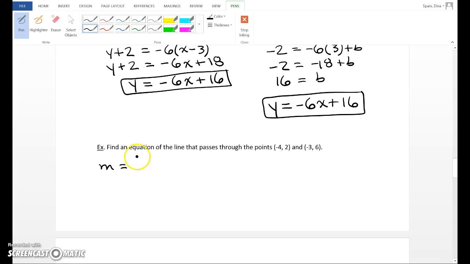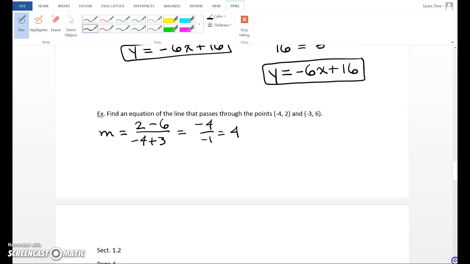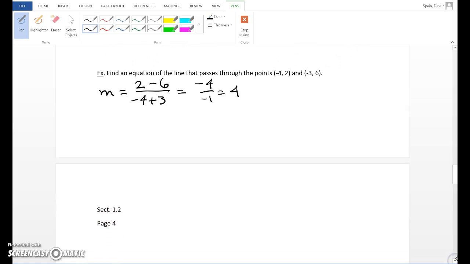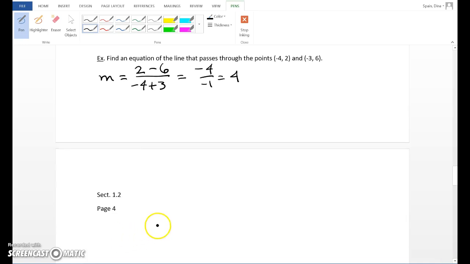Remember to subtract your y's on top, so I'm going to take 2 minus 6 on top. Notice I started with this y minus this one. So then down below I have to start with the -4 minus a -3. So I'm adding 3 down below. All right, I'm getting a +4 slope on that one. -4 over -1 will give you a +4 slope. I think I left some room down here to finish this up.